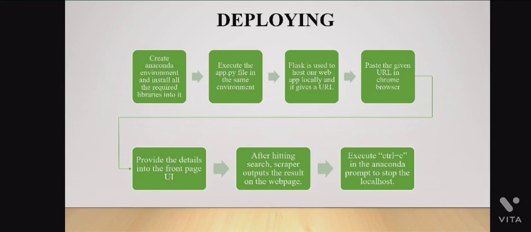This loads up the web page where we have to provide the details such as destination and departure city along with the travel date. Or in the case of movies, we provide the genres like action, romantic, thriller, horror, sci-fi, etc. Then after hitting the search button, the scraper fetches the required data from that URL and represents the output on the web page. Finally, after our search has been done, we execute the Control plus C command in the Anaconda prompt to stop the localhost and close the environment that we just created. This is how our code gets deployed.